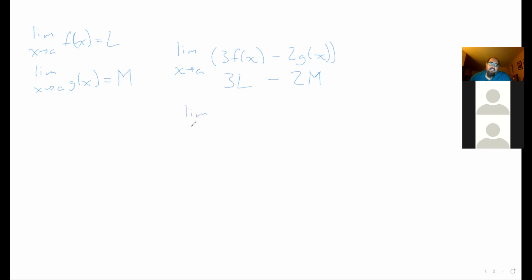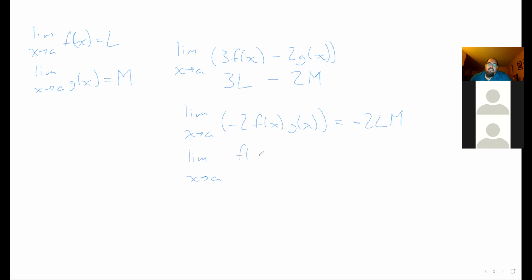Products: so if I had the limit as x approaches a of -2 f of x g of x, that would be equal to -2LM. Differences get a little weird, or not differences, quotients.